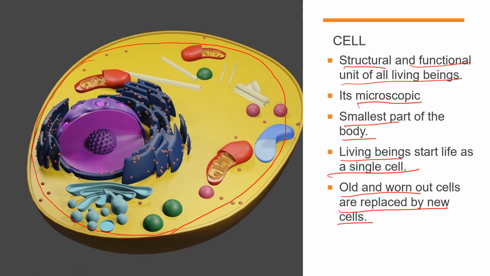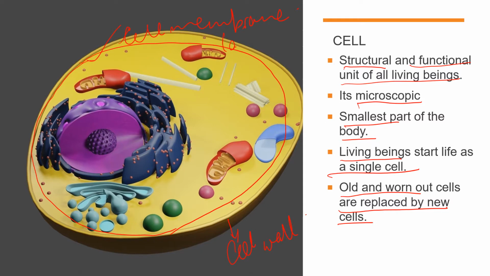Now it consists of an organized mass of protoplasm, surrounded by a plasma membrane. This is the outer membrane, and it is protecting the cell. In an animal cell the plasma membrane is the only limiting membrane, whereas in a plant cell, outside the cell membrane there is a cell wall. That we will study in detail.